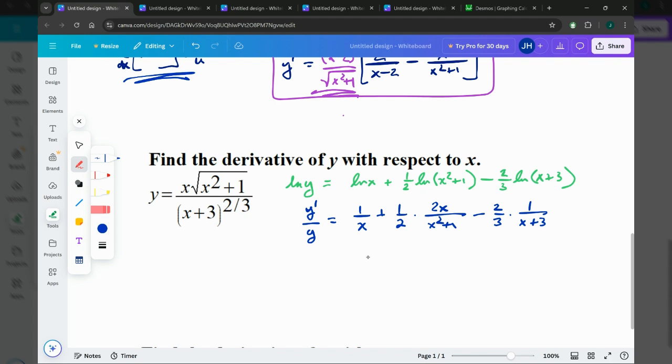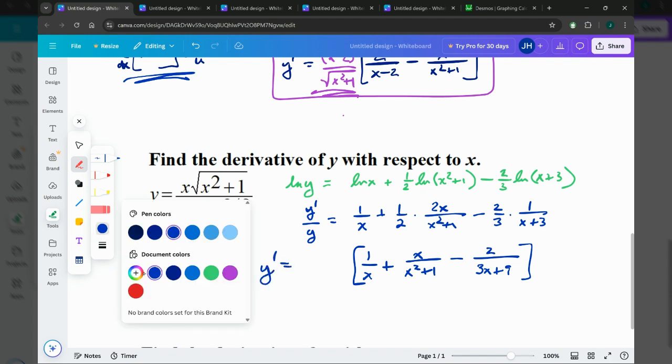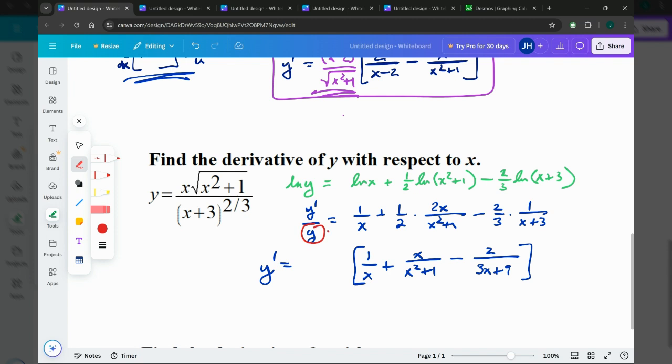So if you're looking at the right-hand side, I've got a 1 over x plus x over x squared plus 1. And then I've got minus 2, multiply the bottom by 3, I'd have 3x plus 9. And guess what I'm going to have to do again to solve for y prime? Well, to solve for y prime, I've got to multiply the y to the other side. And what's y? Y is x radical x squared plus 1 all over x plus 3 to the 2/3.